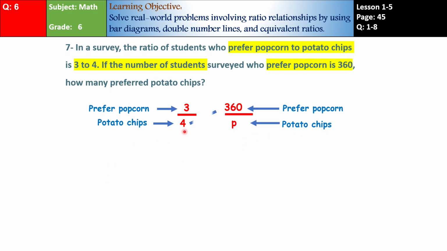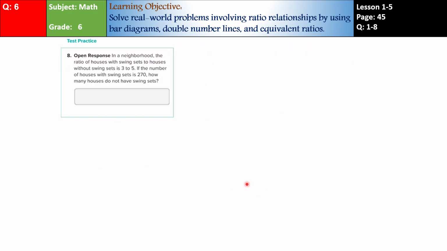Now we will multiply 4 by 360 and then divide it by 3. It will give you 1440 divided by 3. Now you will do the long division to simplify it and your answer will be 480.